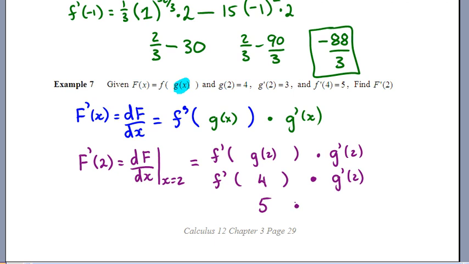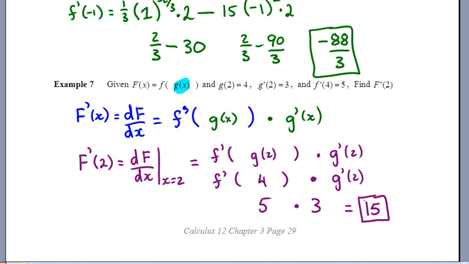I wouldn't have been able to do this question unless they told me that. And g prime of 2 is 3. Okay, and they just told me that there. Okay, well, here's my answer, 15. So you kind of look at it and go, well, why would they do that? Why would they make the question look like that? It's so that you can't use your graphing calculator. So you have to actually show that you're comfortable with the idea of the chain rule.